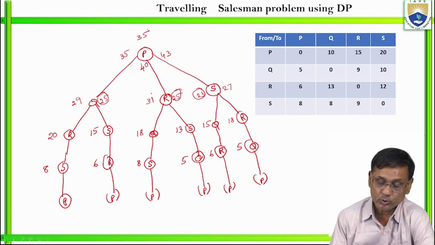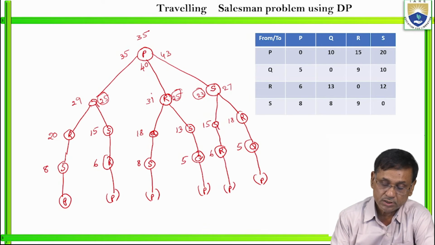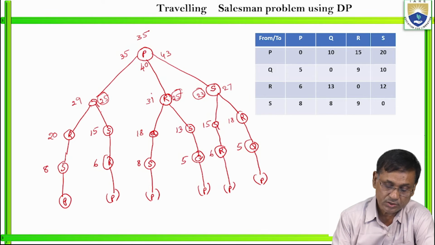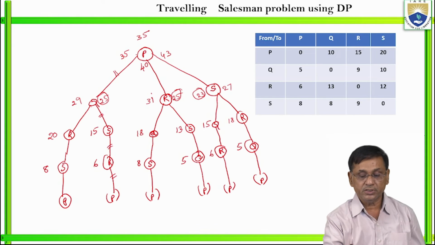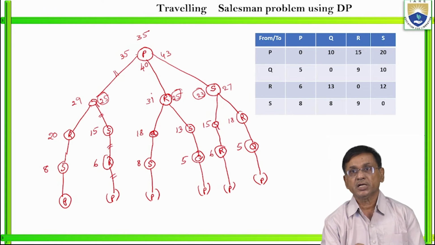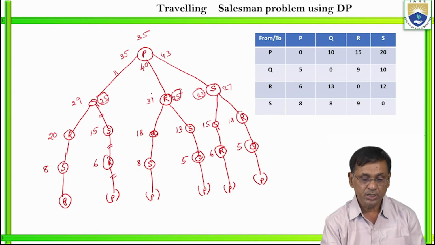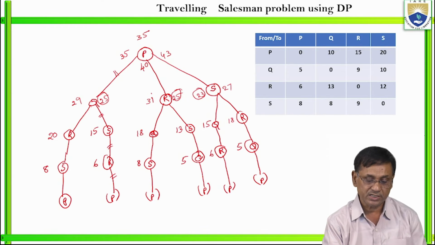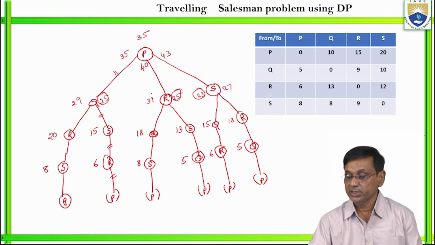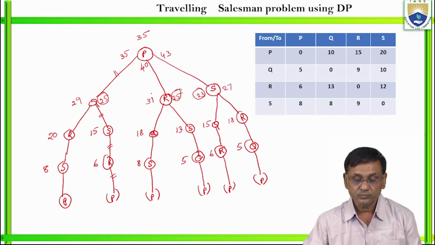That is corresponding to which route? So this is 43, this is 40, this is 35. So this is coming from 25. So in this the route is this. So the route is P to Q, Q to S, S to R, R to P. So this is the shortest path because the total cost required to going from city P to city Q and then S and then R and then coming back to the original city.